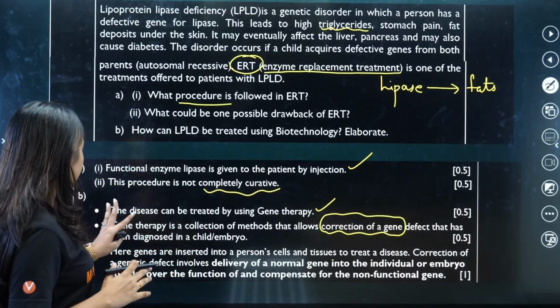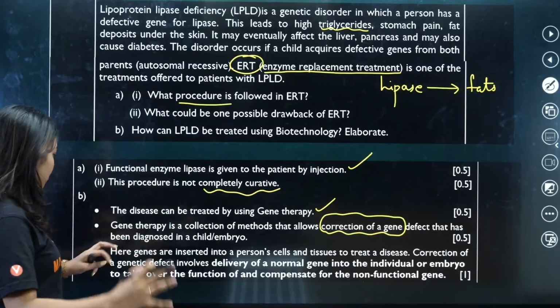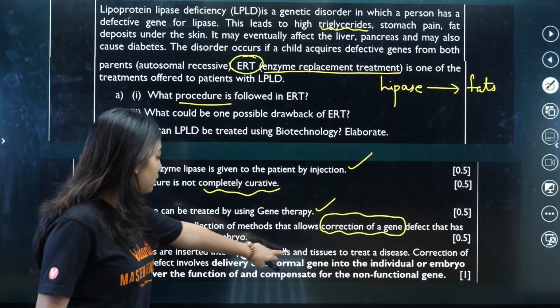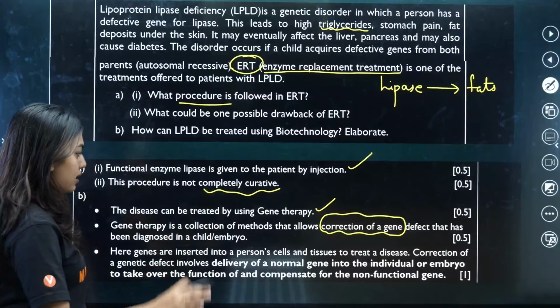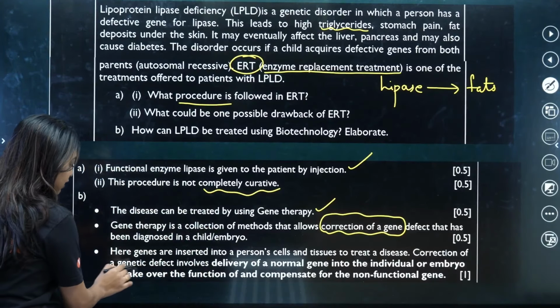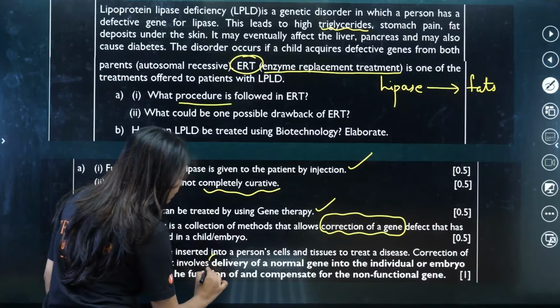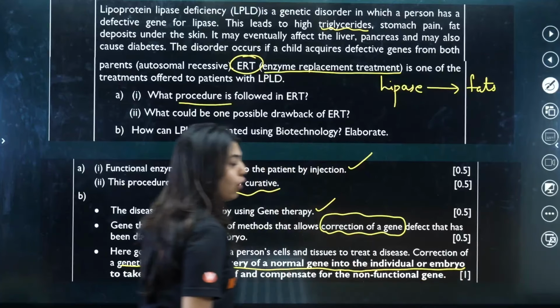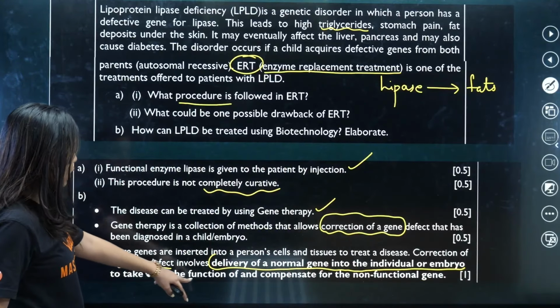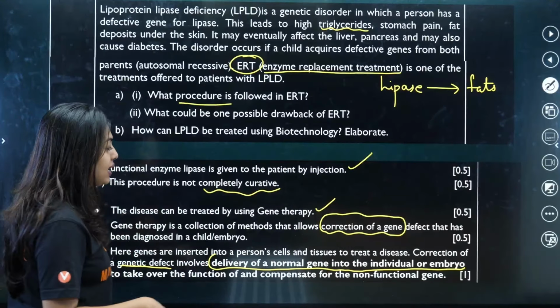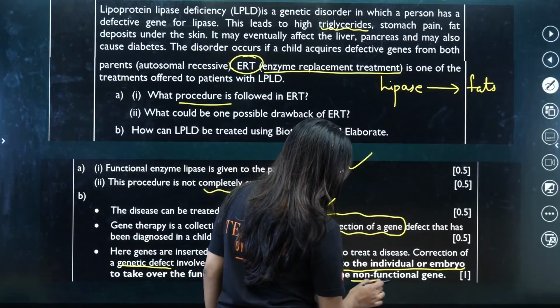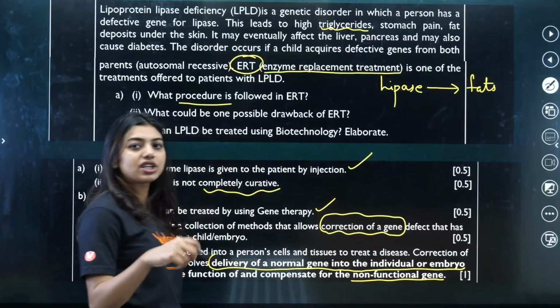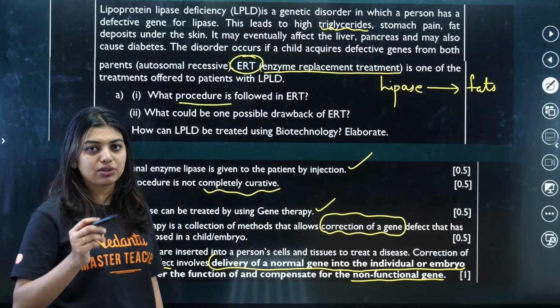That has a defect and been diagnosed in a child or an embryo. Here, genes are inserted into a person's cells and tissues to treat the disease. Correction of genetic defect involves delivery of a normal gene into the individual or the embryo or the child, to take over the function of or compensate for the non-functional genes. So basically, how does it happen? By injecting a normal gene and it takes over the function. What function?